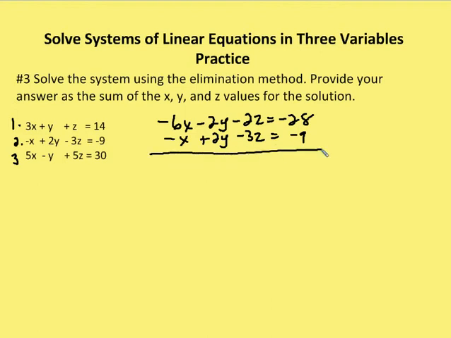Okay, I'm going to combine these two equations. I get negative 7x plus 0y minus 5z is equal to negative 37.